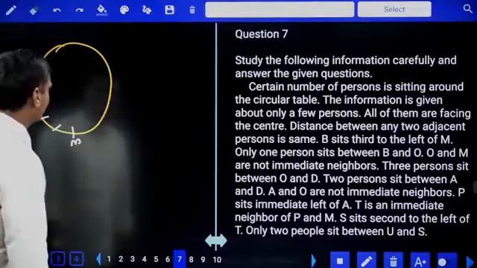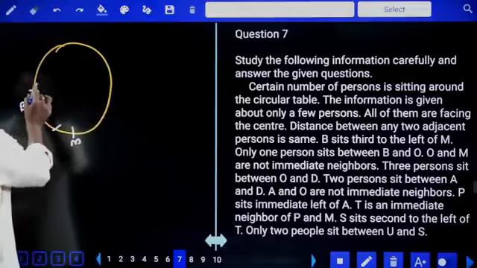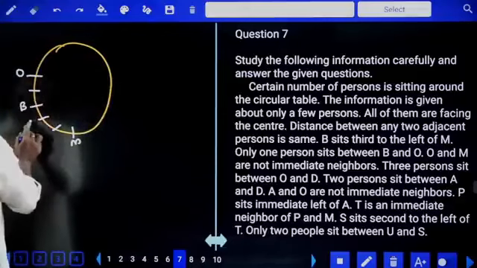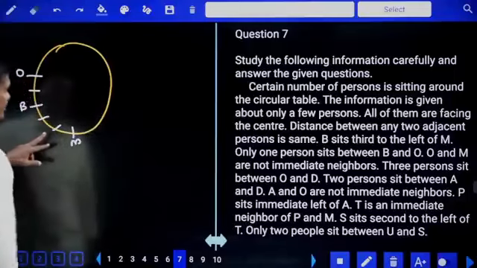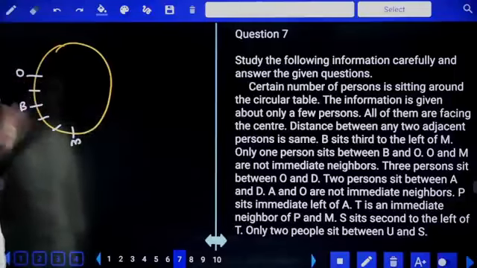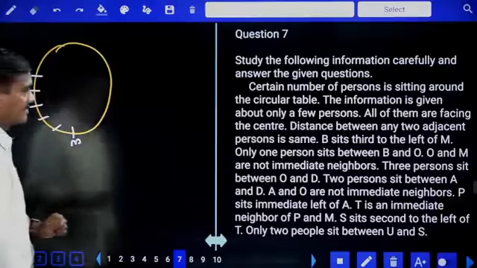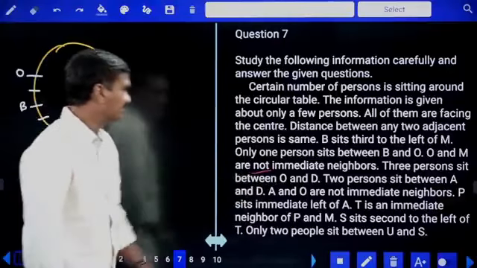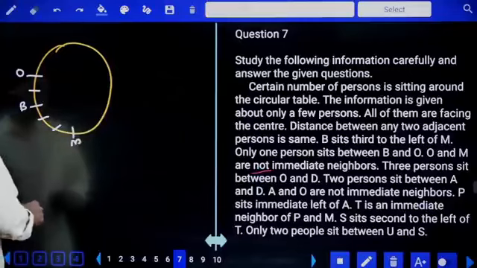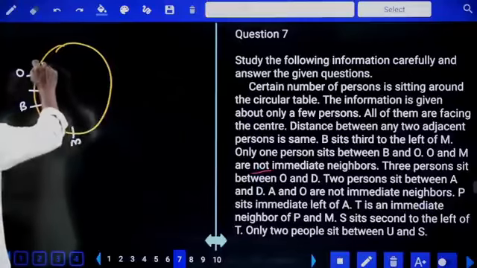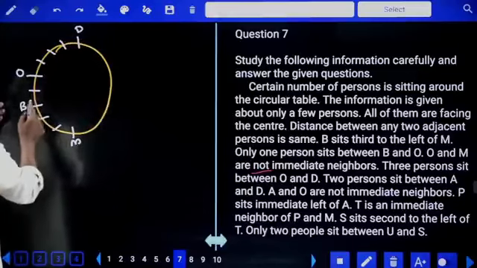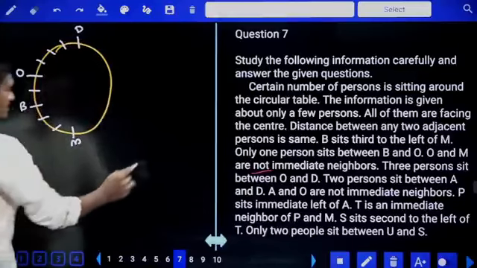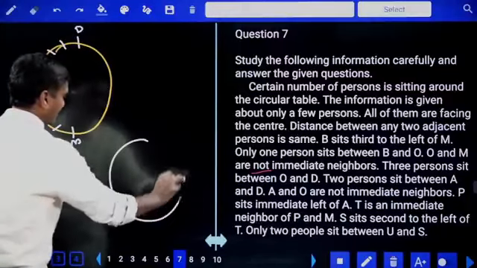Only one person between B and O. One person between B and O, O can be here or here. If O is here, then O and M are immediate neighbors, but they are not. Hence O cannot be at this place. Second possibility is ruled out. And next one, 3 persons sit between O and D. Between O and D there must be exactly 3, 1, 2, 3. D is here, or D can be here. So the second possibility comes here.